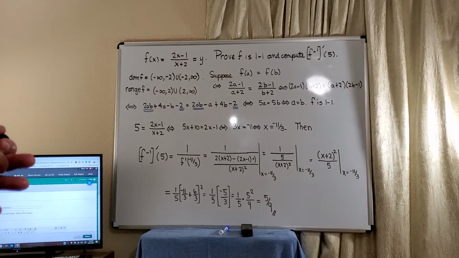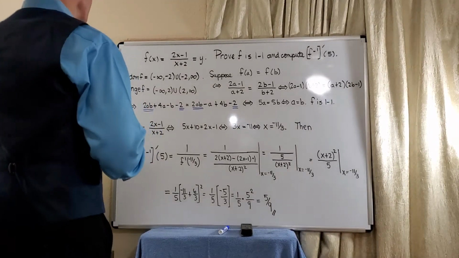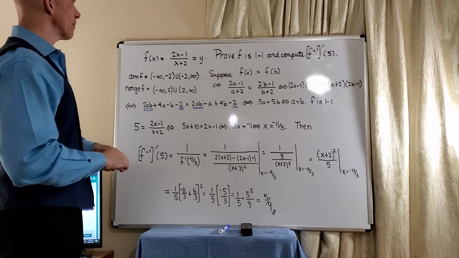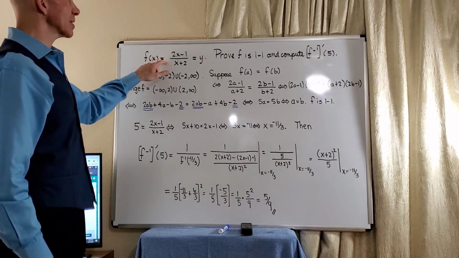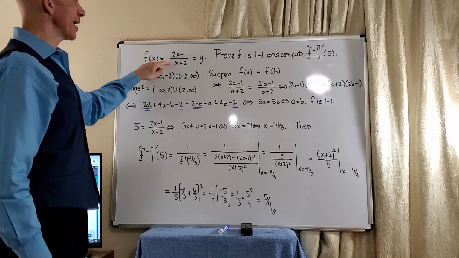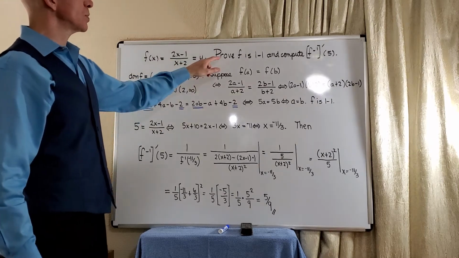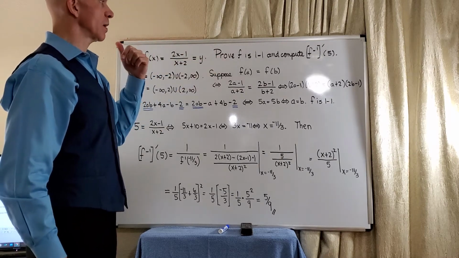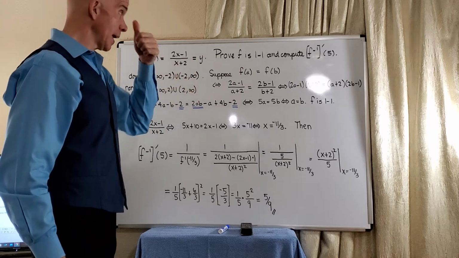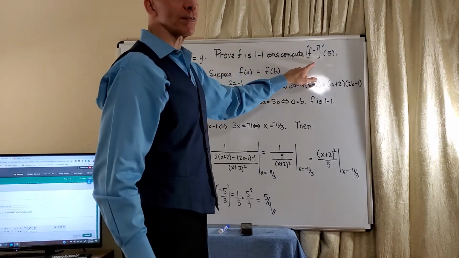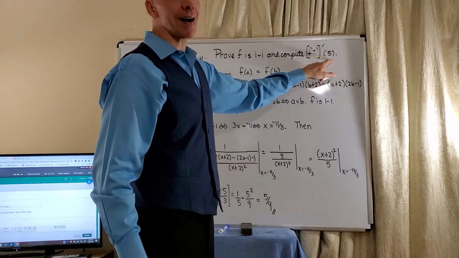Let's look at the derivative of an inverse function. In this particular problem, we have the function f of x equals (2x minus 1) divided by (x plus 2), and we'll set that equal to y. Now what we want to do, just like we did in the last video, is to prove f is 1 to 1, and we want to compute the derivative of the inverse function at 5.